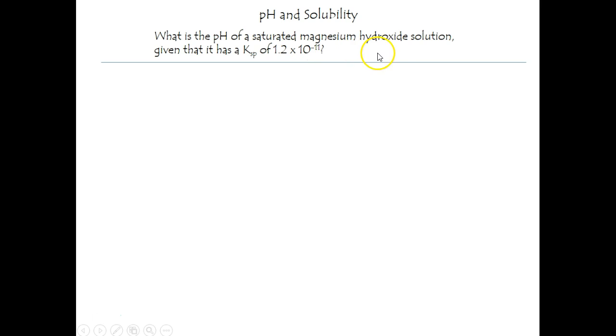What's the pH of a saturated magnesium hydroxide solution given its KSP? Let's think about what happens. We're going to solve for the hydroxide ion concentration, and then we're going to use that to come up with the pOH and then the pH.